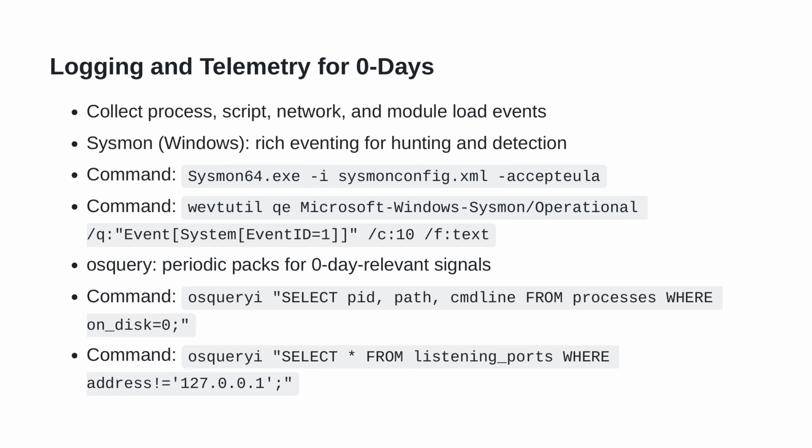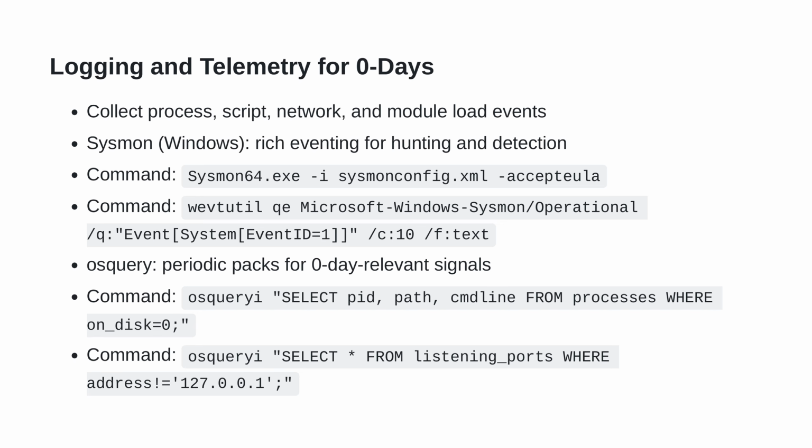To detect 0-days, focus on behavior. Collect high-fidelity events for process starts, script execution, network connections, and module loads so you can spot anomalies, even without signatures. On Windows, Sysmon provides rich event data for hunting. Install it with your hardened config. Sysmon64.exe -i sysmonconfig.xml -accepteula. That captures process creation event ID 1, network connections event ID 3, and image load event ID 7.